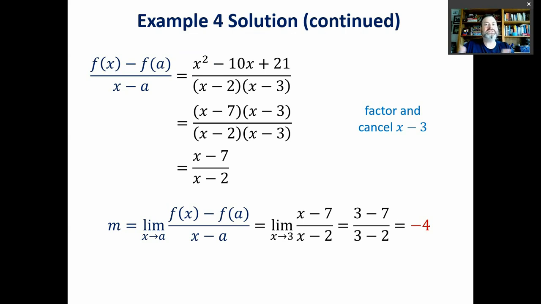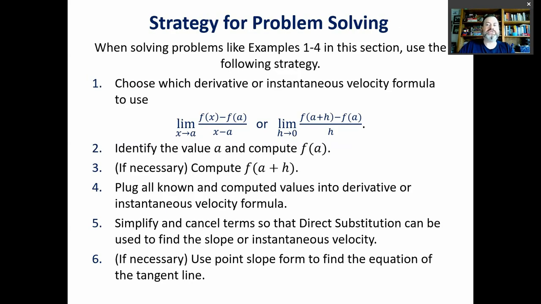So the derivative is the same as the instantaneous velocity if it's that sort of problem, or the same as the slope of the tangent line if it's that kind of problem. So here's a general strategy for solving problems. I used these strategies already in the examples I showed you. So first thing is choose which derivative or instantaneous velocity formula to use. You can use either one.